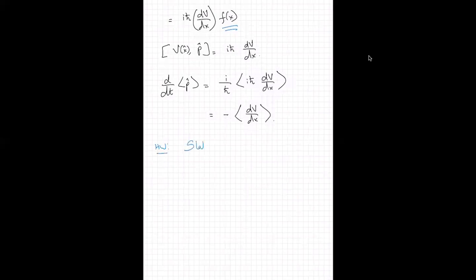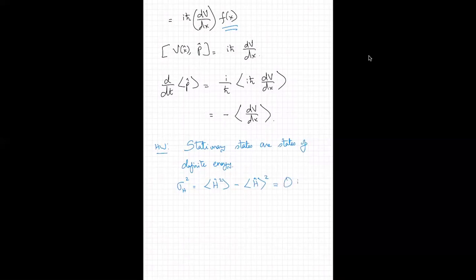Stationary states are states of definite energy. In other words, if I calculate the dispersion of the Hamiltonian in this state, sigma H squared, which is the expectation of H squared minus the expectation of H, squared, this is 0 in stationary states.